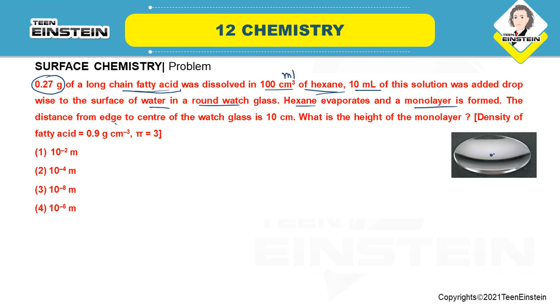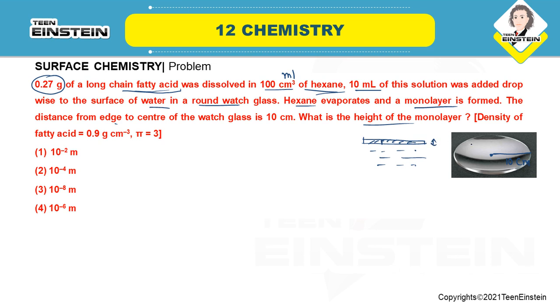Another piece of information given is the distance from the edge to the center of the watch glass. If this is the center and this is the edge, this distance is given, which is 10 centimeter. This distance is nothing but the radius, right? It is not directly mentioned in the question, but in an indirect way, edge to center, but actually it is the radius. We have to find the height of the monolayer, though the height is very small. Suppose this is the water surface and the monolayer is formed like this, this is the water part.